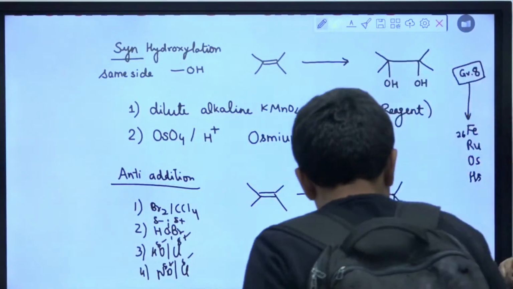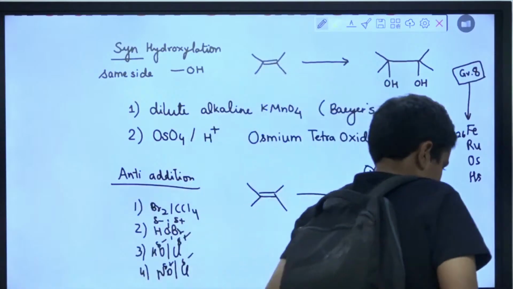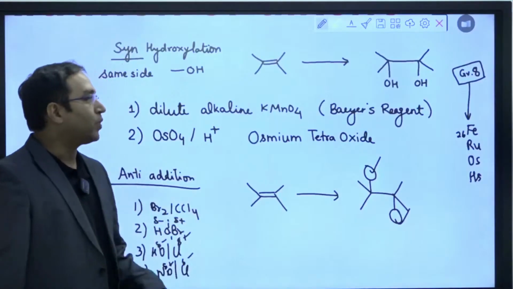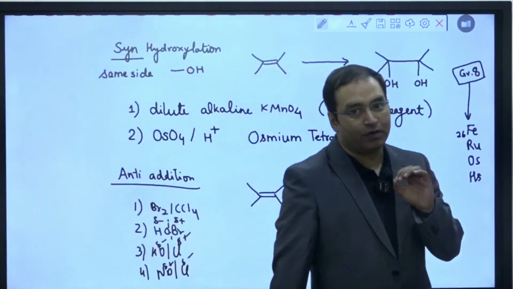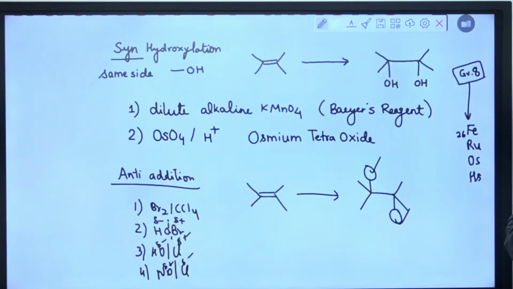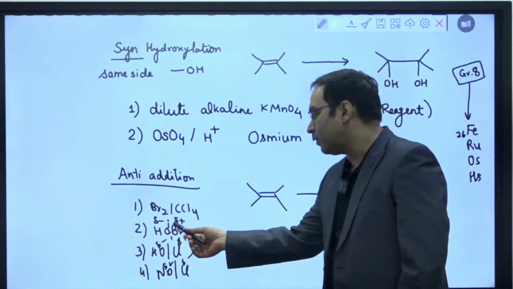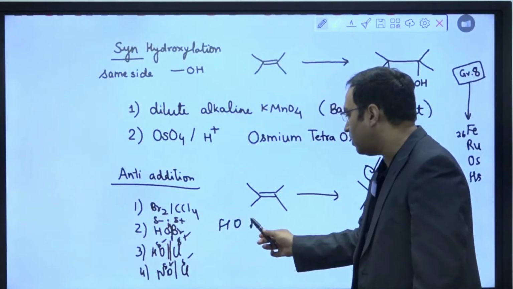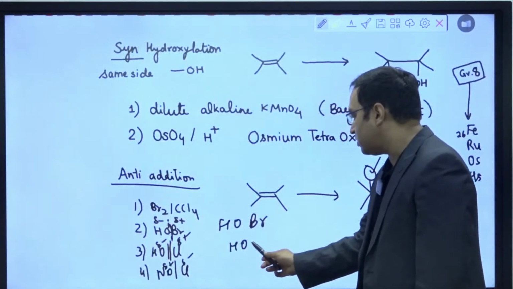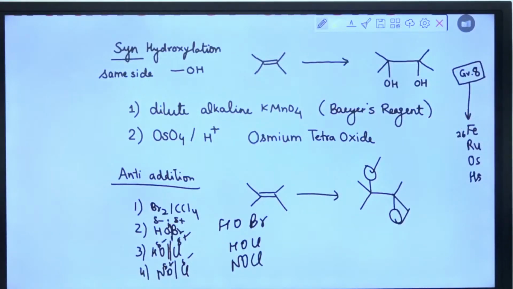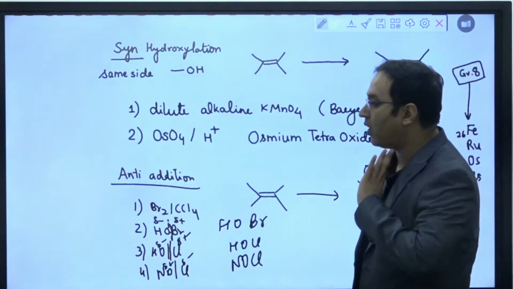Okay, fine. So can I say syn hydroxylation examples are very rare examples where syn will happen. Otherwise, mostly it is anti. HOBr, HOCl, NOCl. Not only these, I can write n number of things. Mostly they will all be anti-addition. So anti-addition is pretty much common, right? But syn is not that common.